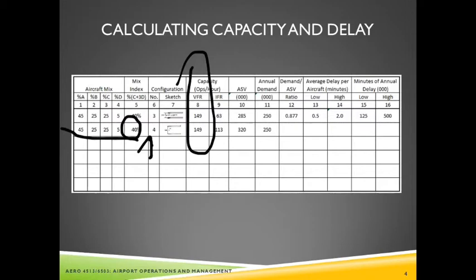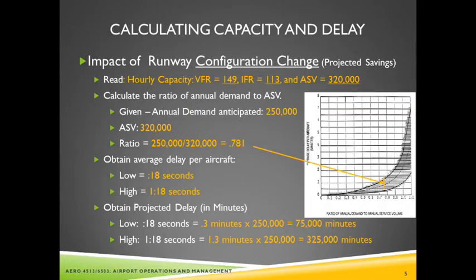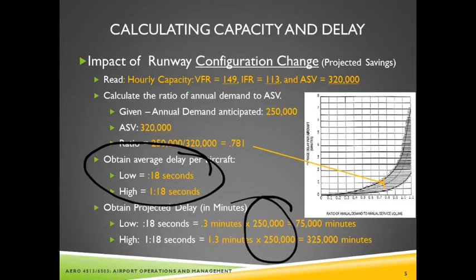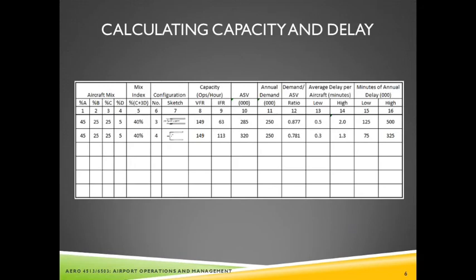So after noting that, we'll calculate now the ratio of annual demand to the annual service volume, as we did before, and obtain the average delay per aircraft and the projected delay in minutes, as before. In this case, with the FAR parallel, we have our average delay per aircraft, low of 18 seconds, high of 1 minute and 18 seconds. Multiply that times our 250,000 annual anticipated demand to get the estimated annual number of minutes of delay.